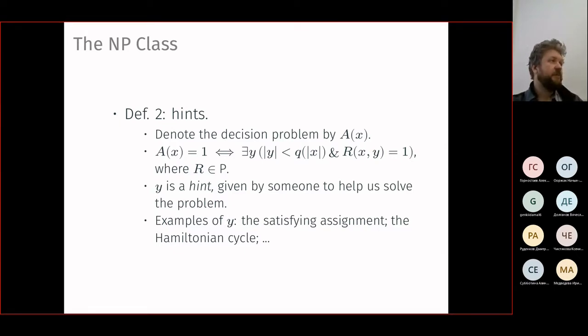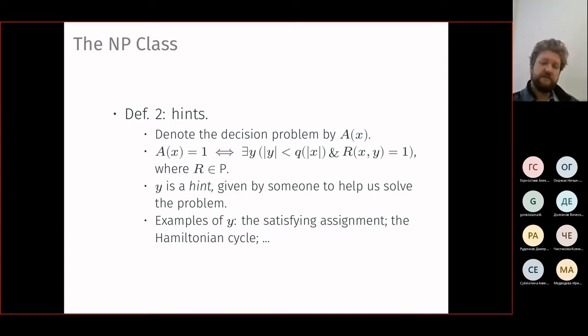Most of the problems where you are asked something like, does there exist an object with given properties, are naturally in the NP class, because finding such an object or determining there is no such object is hard. But if you are given this object as a hint, usually checking it is easy. Sometimes this is not the case, because sometimes checking could be hard. Sometimes the object could be enormous, more than polynomial size. But usually this is the situation.